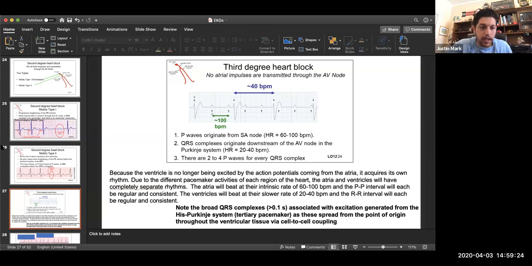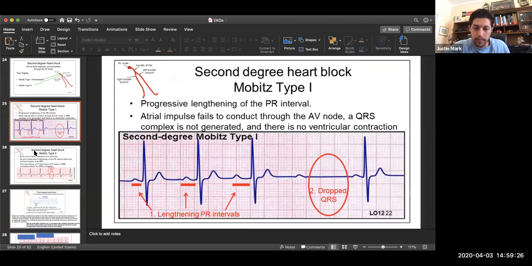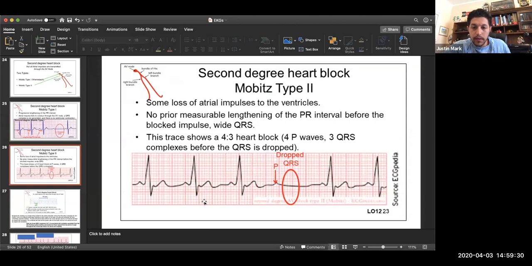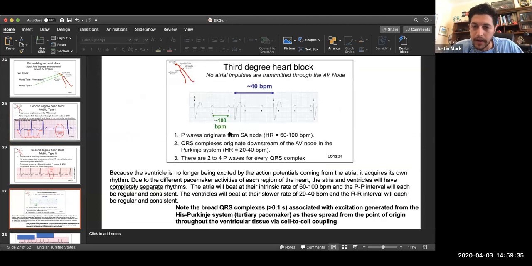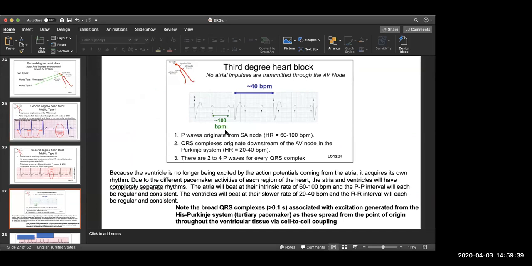We know that it doesn't look like Mobitz type 1, and it doesn't look like Mobitz type 2. I know I'm explaining this kind of poorly, but this one's tough. If anyone has any tidbits, please share.